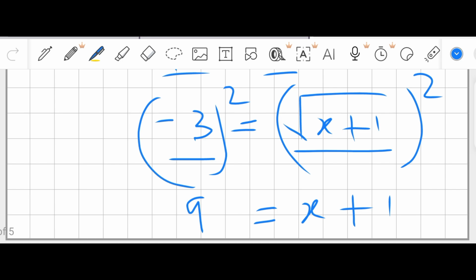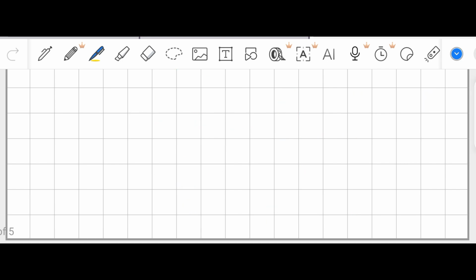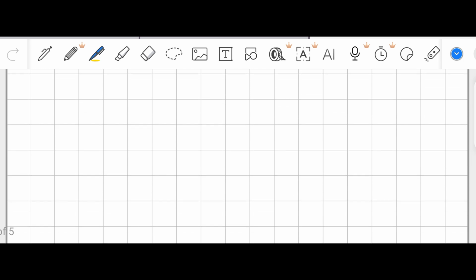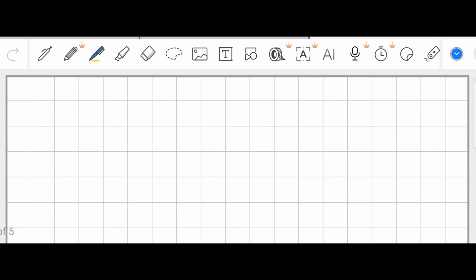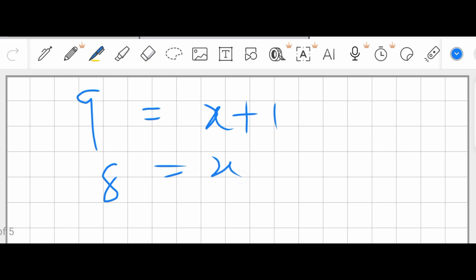Continue on the next page. So we had 9 being equal to x plus 1. Grouping like terms or making x the subject means that our x is equal to 8.